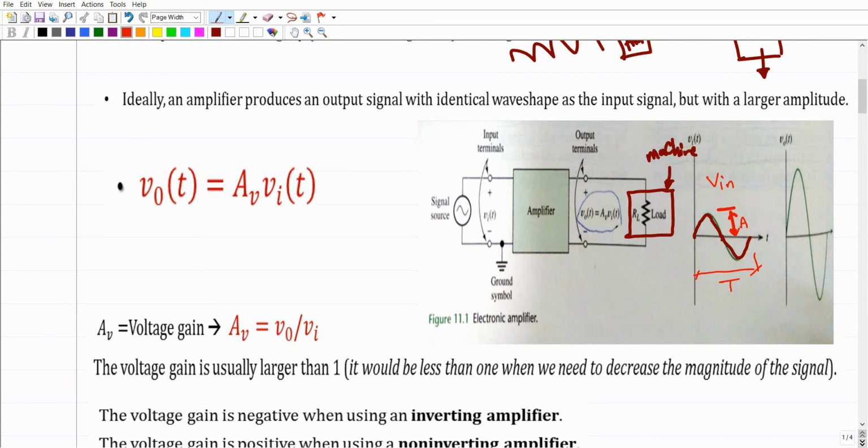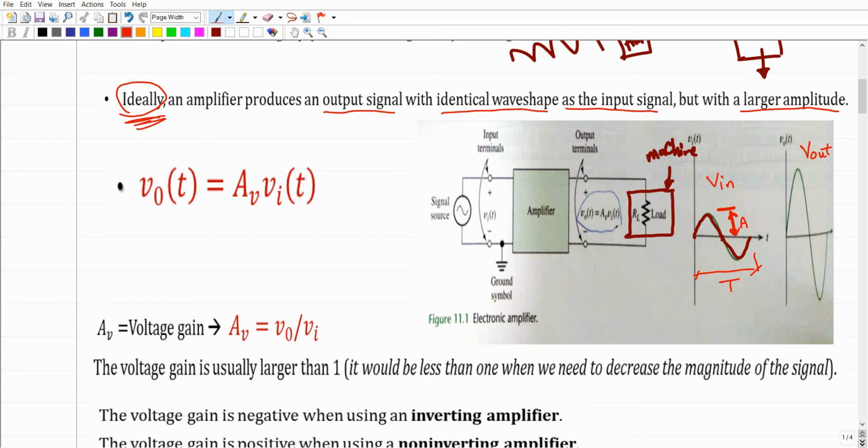in the output form. So this is going to be the output signal, V output, right? But in the ideal case, here we are talking about an ideal amplifier. In the ideal case, the change is going to be only in the magnitude. An amplifier produces an output signal with identical wave shape. The wave shape is the same. It is a sinusoidal wave shape, so it's going to be the same shape as the input signal, but with a larger amplitude. The change is going to be in the amplitude, and in many cases, the frequency is going to be the same.